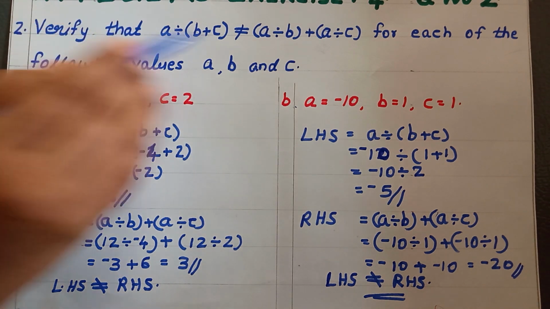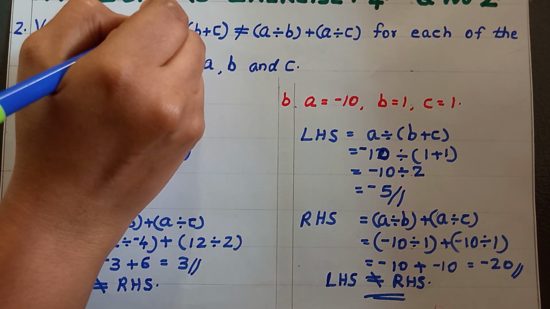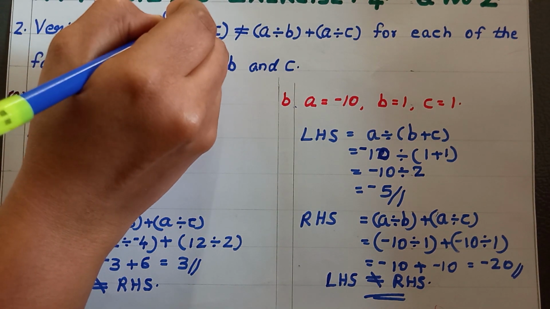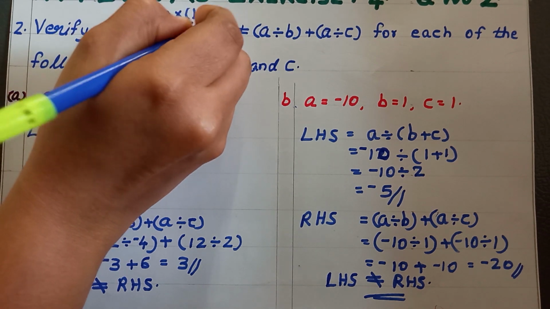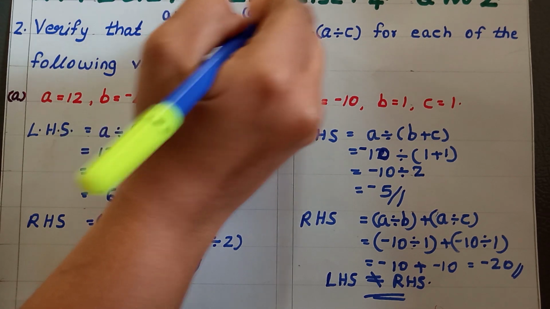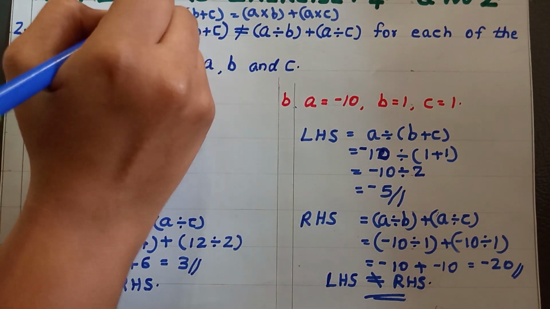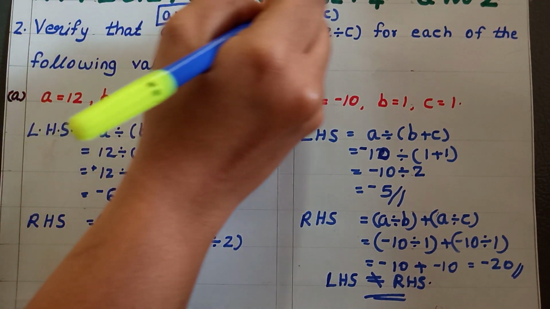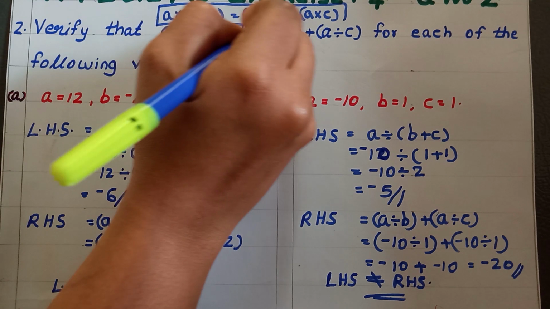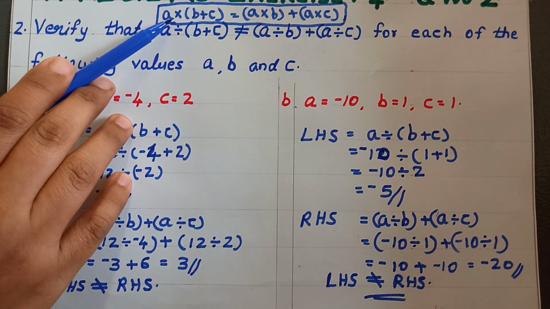Are you familiar with this type of writing? Have you ever seen it before? See, a into (b plus c) equal to a into b plus a into c. Do you remember this? Do you remember this equation? This is the distributive property of integers.